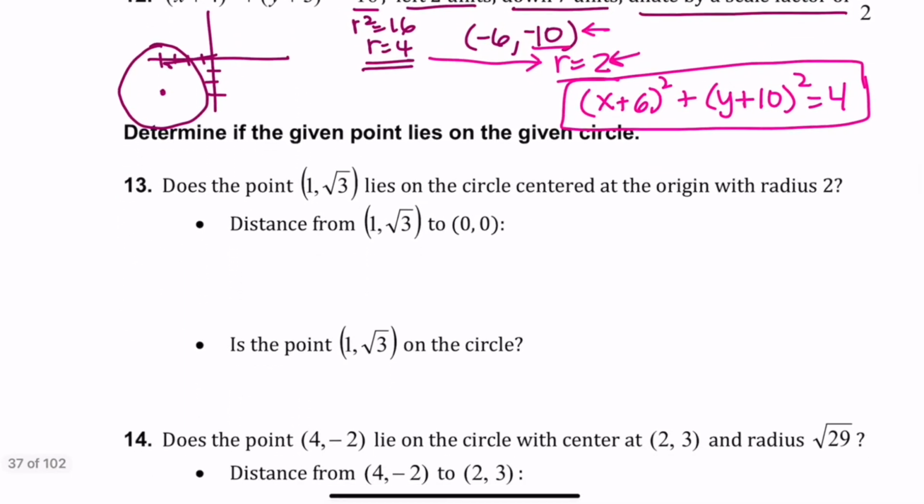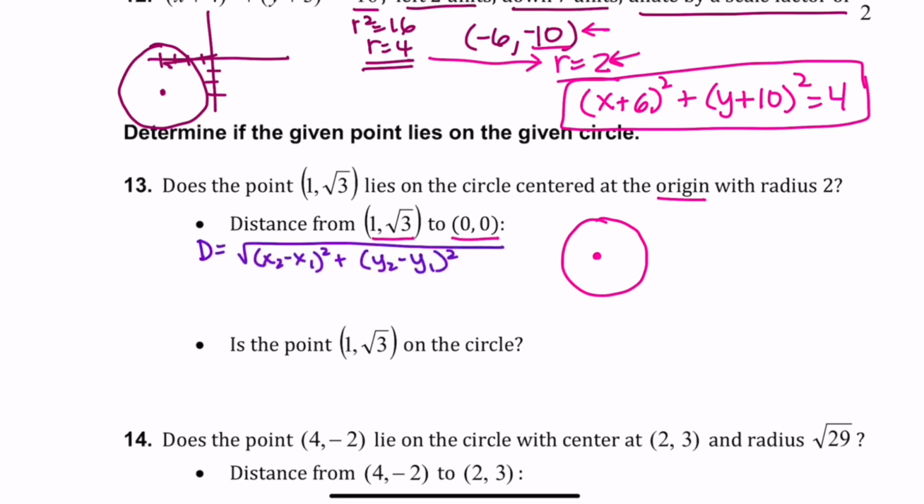Now we're going to look at number 13. We have a circle. We have 0, 0 as the center. The origin is the point 0, 0. We want to know the distance between these 2 points. So we're going to go ahead and write the distance formula. We're going to label these points as x1, y1, x2, y2. We're going to have the square root.